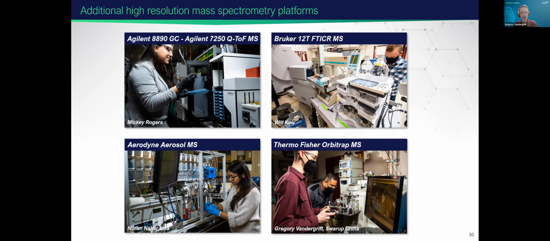Here's just some other additional photos of some of these mass spectrometry platforms, some of which are certainly newer than others. As highlighted on the left, we have Mickey Rogers working on our GC QTOF, which is one of our newest instruments that we can use to probe the composition of volatiles. On the top right, we have Will Q working on one of our Bruker FTICR mass spec platforms, Narun Nahar with our Aerodyne Aerosol mass spec on the bottom left, and myself and our team lead, Swaroop China, on the bottom right, using our NanoDesi platform on a Thermo Fisher Orbitrap mass spec.